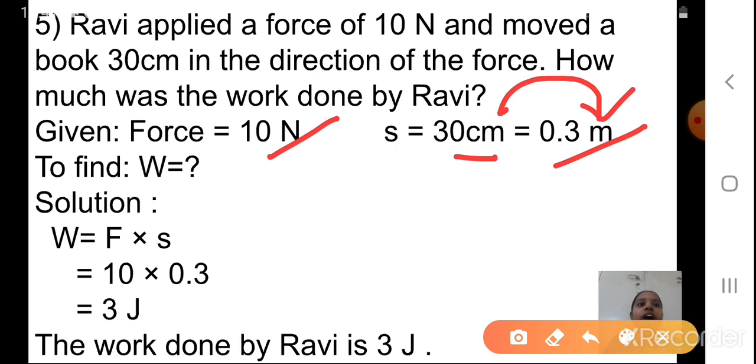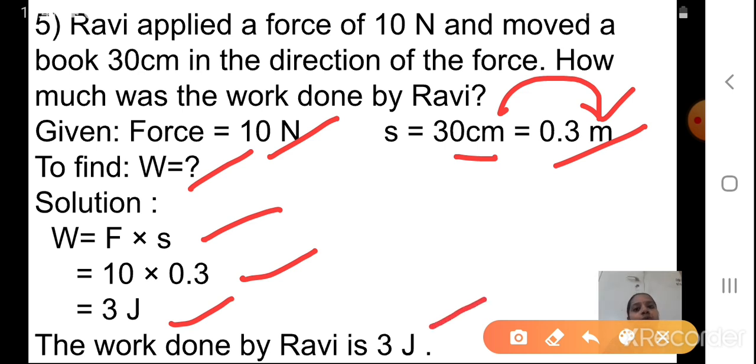What do we have to find? How much work is done? You know the simple formula. Work is equal to F into S. So 10 into 0.3, 3 joules. So the work done by Ravi is 3 joule.